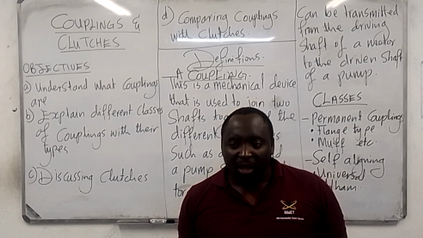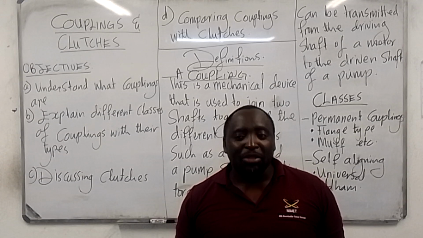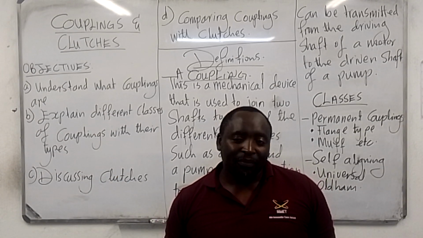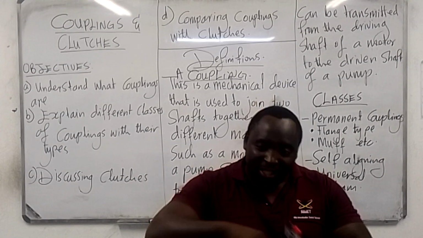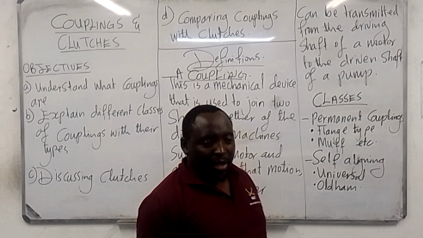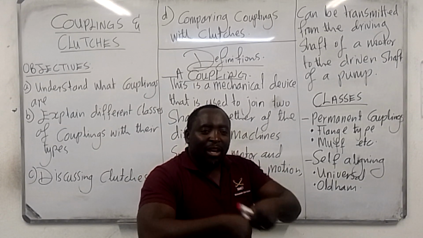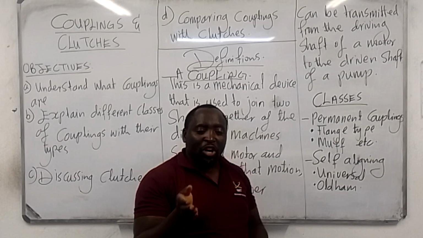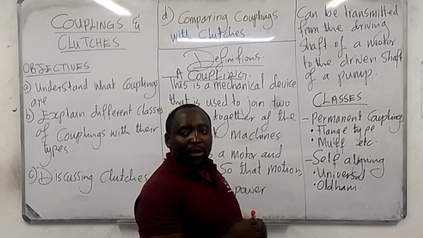Like a CV joint. Exactly. CV joint. But that one we will not consider as a coupling. Prop shaft. That is what I'm talking about. On the prop shaft, there is a universal joint. Looks like a knuckle. Looks like two knuckles. Exactly. They can rotate at an angle. Universal joint on the prop shaft. You'll find it there.